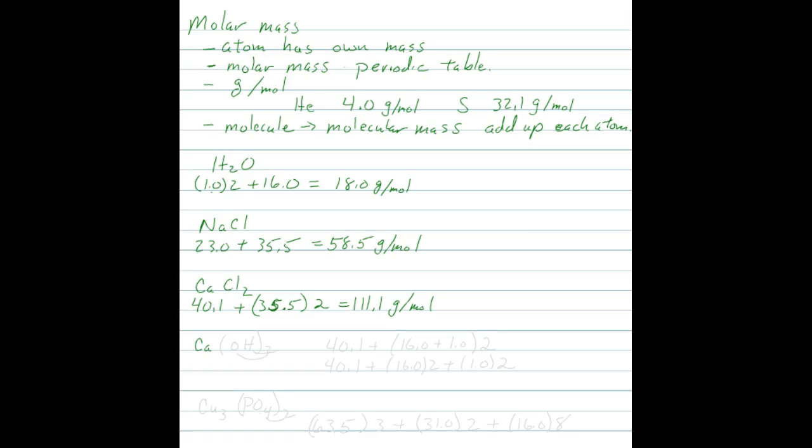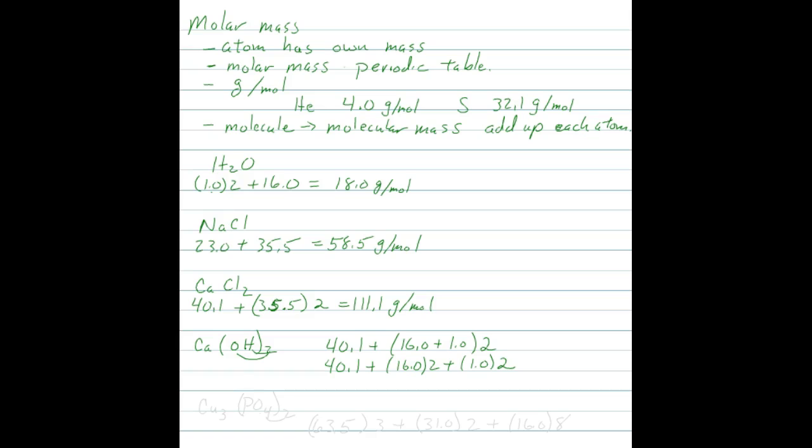If you have calcium hydroxide, now there are 2 ways of doing this. You can call this calcium, which is 40.1, plus 16 for the oxygen, plus 1 for the hydrogen, then times by 2. 17 times 2 is 34, add it to 40. Or you can distribute: 40.1 plus 16.0 times 2 plus 1.0 times 2. You can go ahead and do the math on your own on that.